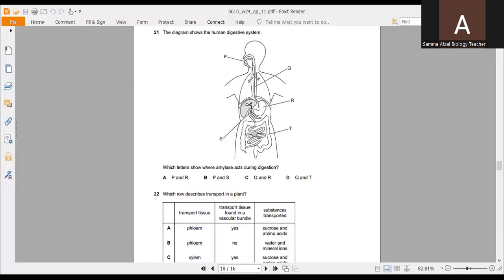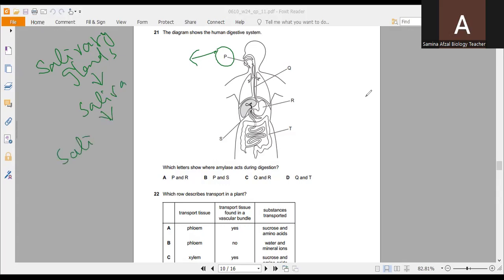Question number 21: the diagram shows the human digestive system. Which letters show where amylase acts during digestion? So P is the mouth or buccal cavity where the salivary glands are present, which secrete saliva, and saliva contains salivary amylase. Amylase is the enzyme which digests carbohydrates.